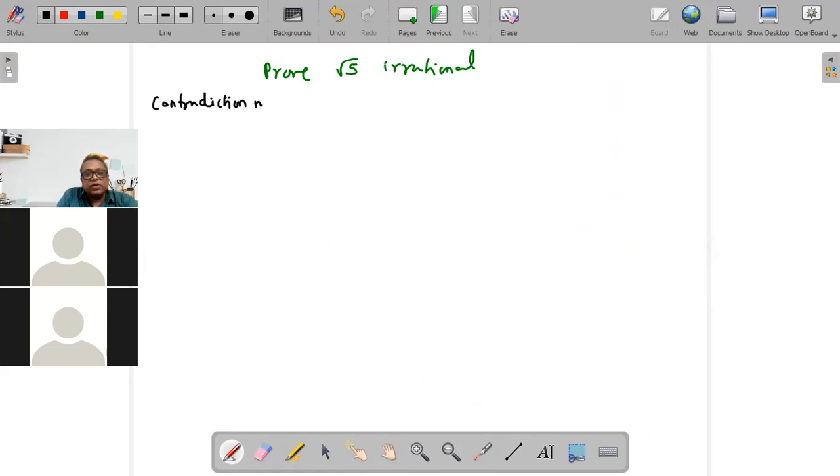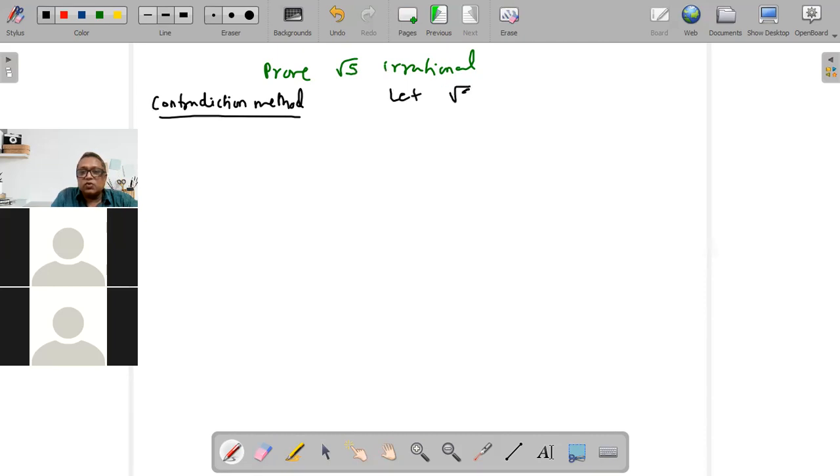In the contradiction method, what we have to prove, like irrational, we start with the opposite. What is the opposite of irrational? Rational. So we consider that it is rational, and we will prove that this is a wrong statement. If the statement is wrong, then the opposite is true. That's why it's called contradiction. So to prove root 5 irrational, we will not prove it directly, we will prove it by contradiction.